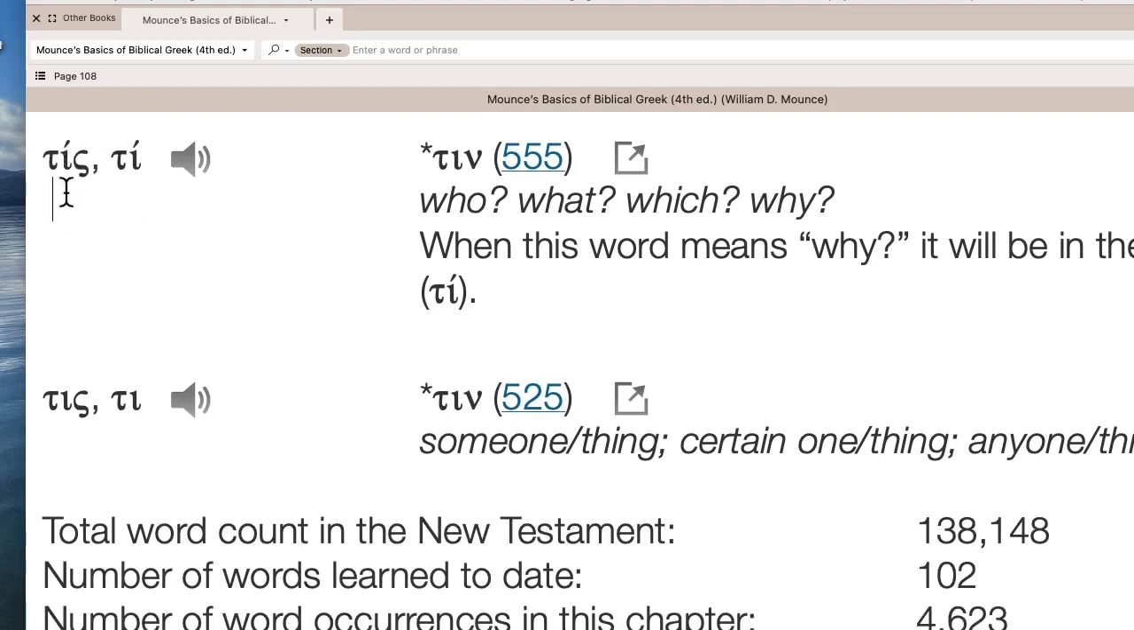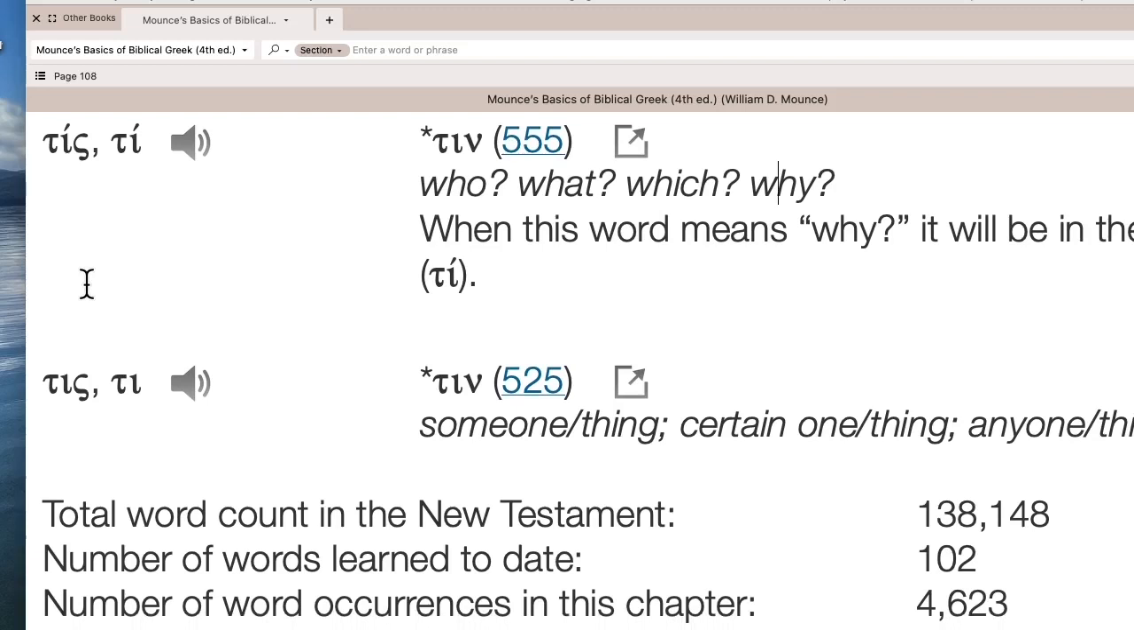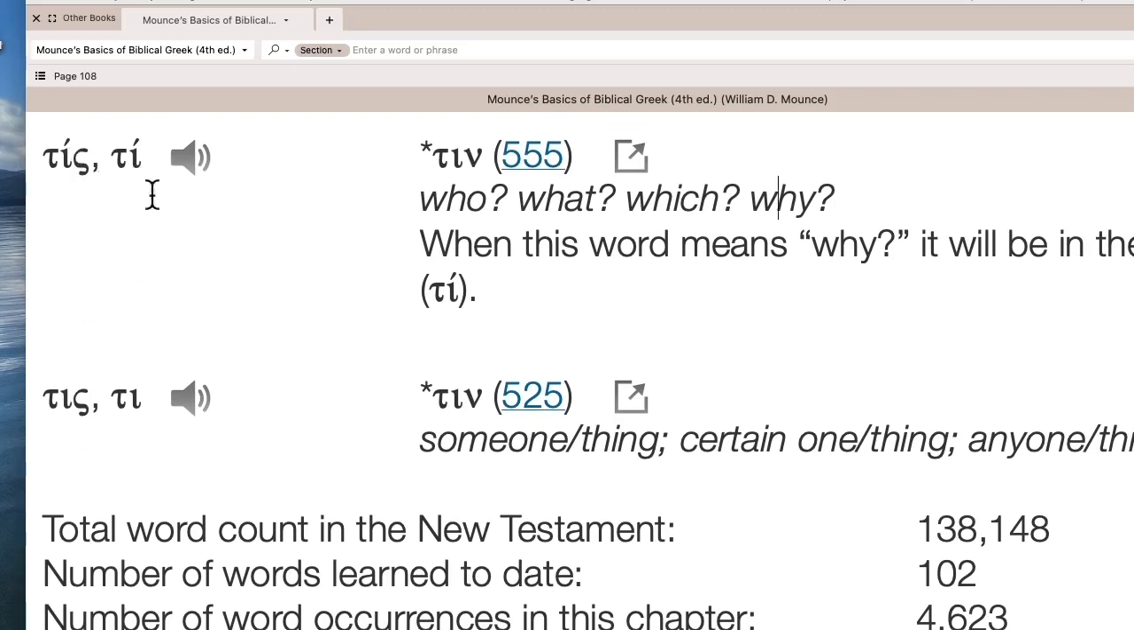Here we have what's called our interrogative pronoun, tis and ti, and this is a 3-3, which means tis covers both masculine and feminine. Ti is neuter. And you see it can mean who, what, which, why. And this is to be differentiated. So tis ti occurs 555 times, and the root is tin. But notice also tis and ti without the accent on the iota. Same root, tin, 525 times. But this one is not interrogative. This is the indefinite pronoun. It means someone, something, a certain one, a certain thing, anyone, that sort of thing.